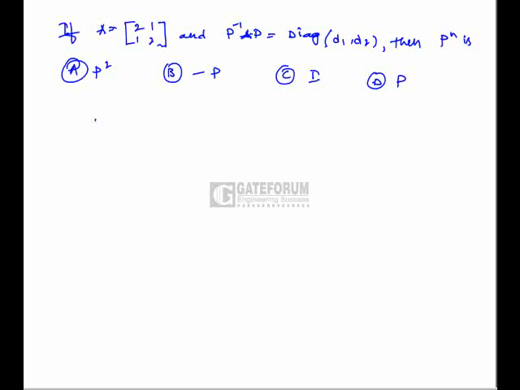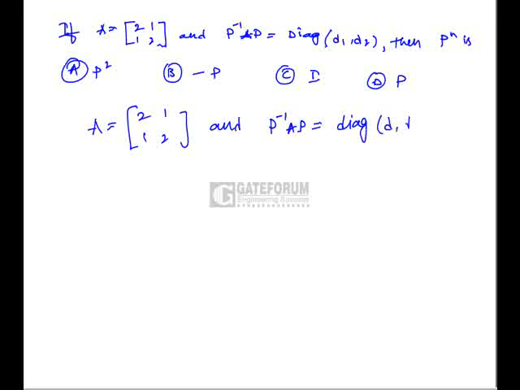In this problem, it is given that matrix A is [2 1; 1 2] and also a relation P inverse AP equals the diagonal matrix D1, D2. Now let us look into this relation. P inverse AP is nothing but a diagonal matrix. Now if it is a diagonal matrix, then P power n will be always P.